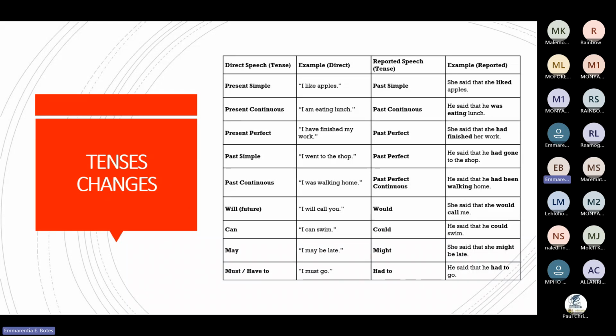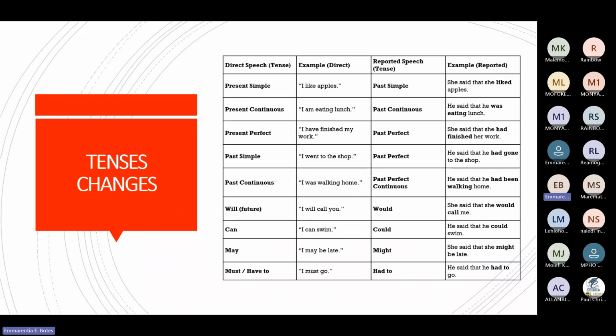Then must or have to, I must go. In the reported speech, it will change to had to. He said that he had to go. Important changes here when we change from one tense to one step back into the past when we report direct words. So you are reporting on the person's words, and that is why you take the verb a step into the past, because you already had a conversation with this person and now you are reporting what they said.